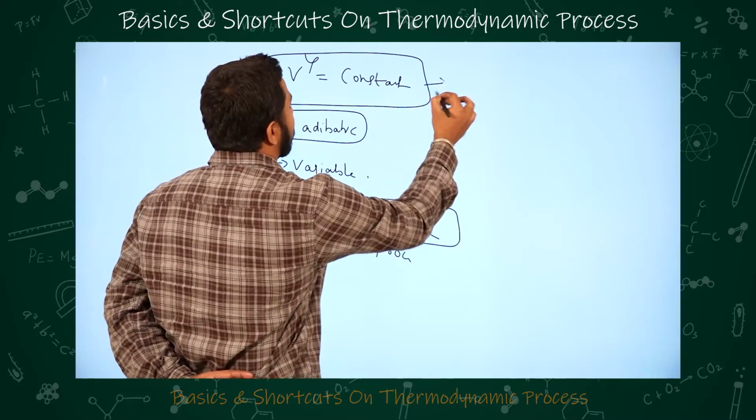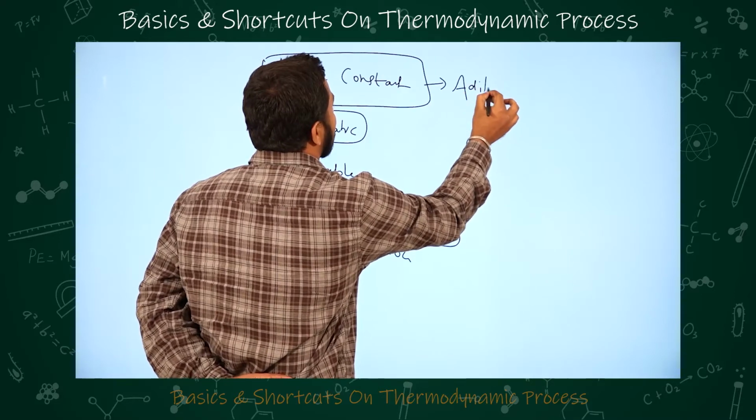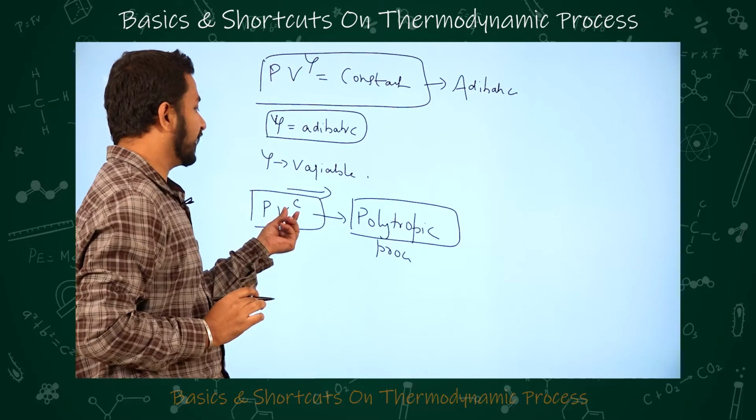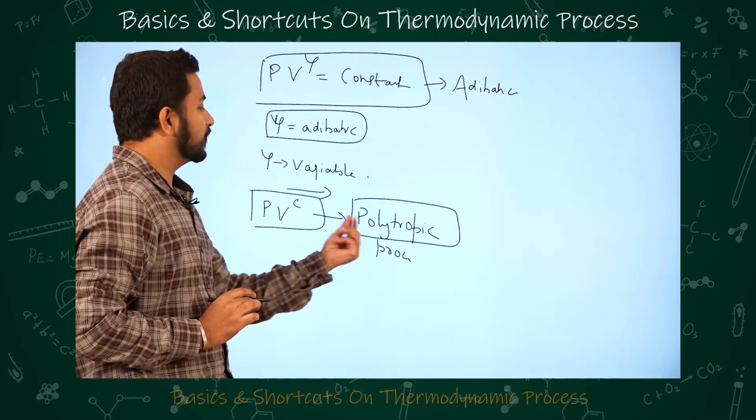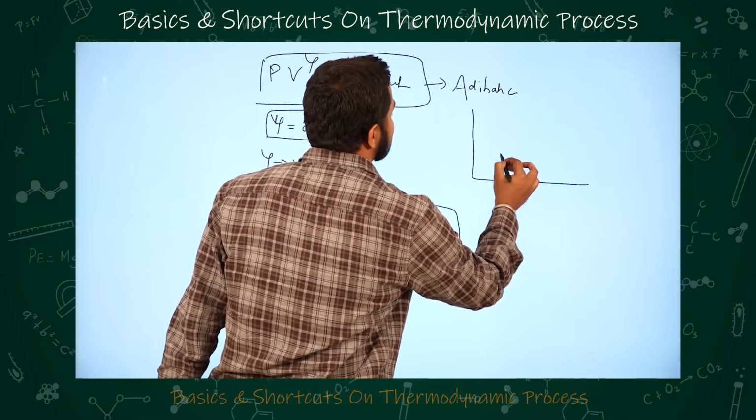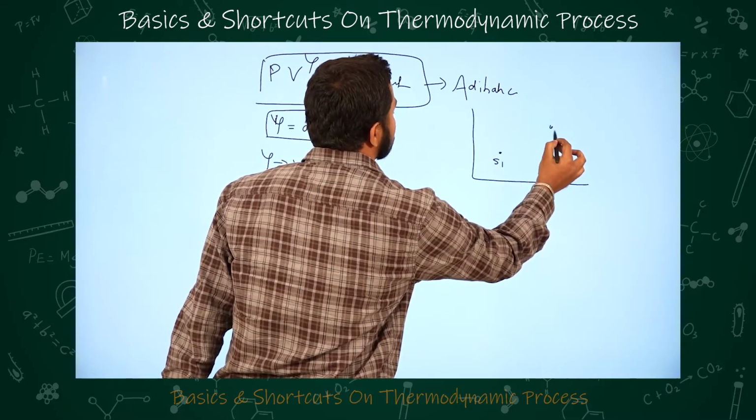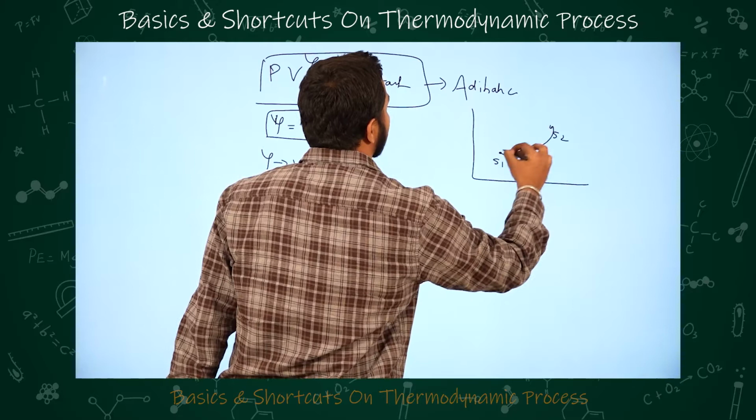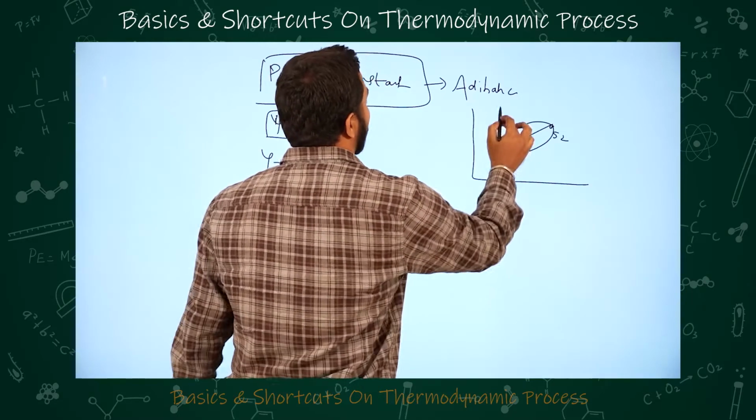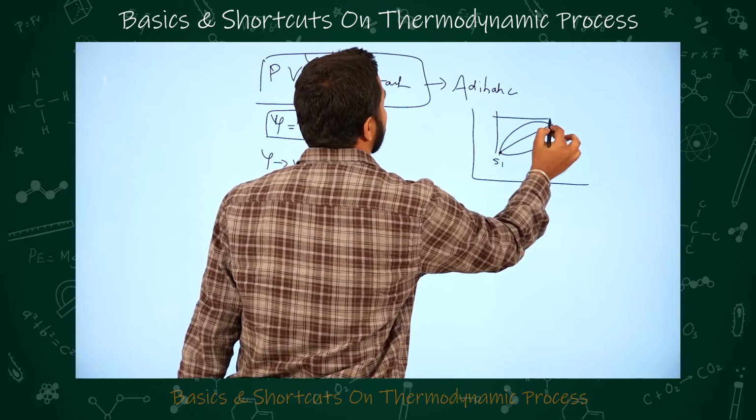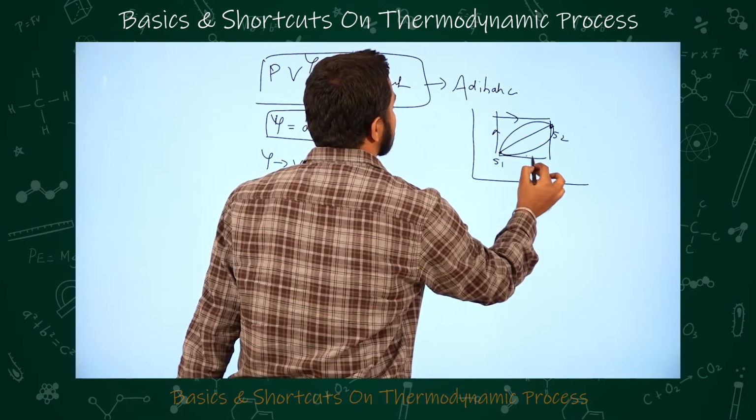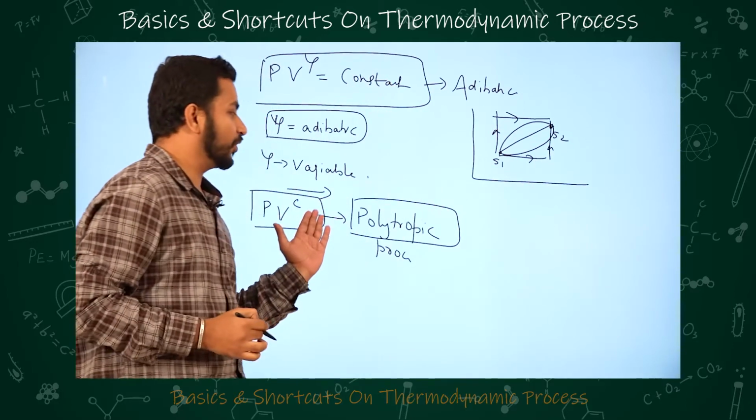PV to the power gamma, this is an adiabatic process. Now, instead of this gamma, if I take any C value, this will be a polytropic process. So that's why when we are going from one state, S1, to reach another state, I can have any number of processes. Based on our requirement, I can go from here to here like this, or from here to here like this. So I can have infinite number of processes.